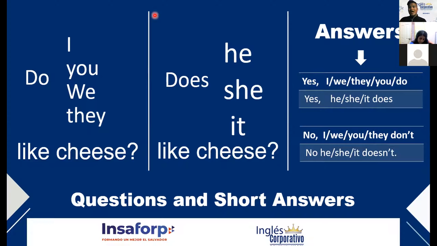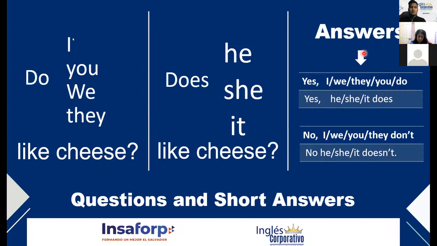So in order for us to create a question, it's very easy. What do you have to do? Before the personal pronoun, you need to add the auxiliary. For example, do I like cheese? Do you like cheese? Do we like cheese? Do they like cheese? Very easy. You just need to put the auxiliary at the beginning of the question and put a question mark, signo de interrogación, at the end, and that will automatically be a question in simple present.